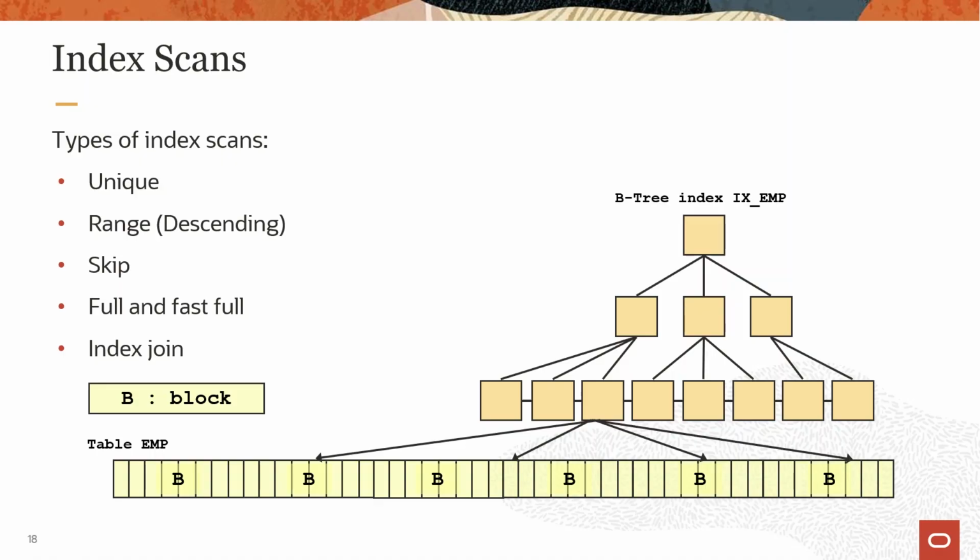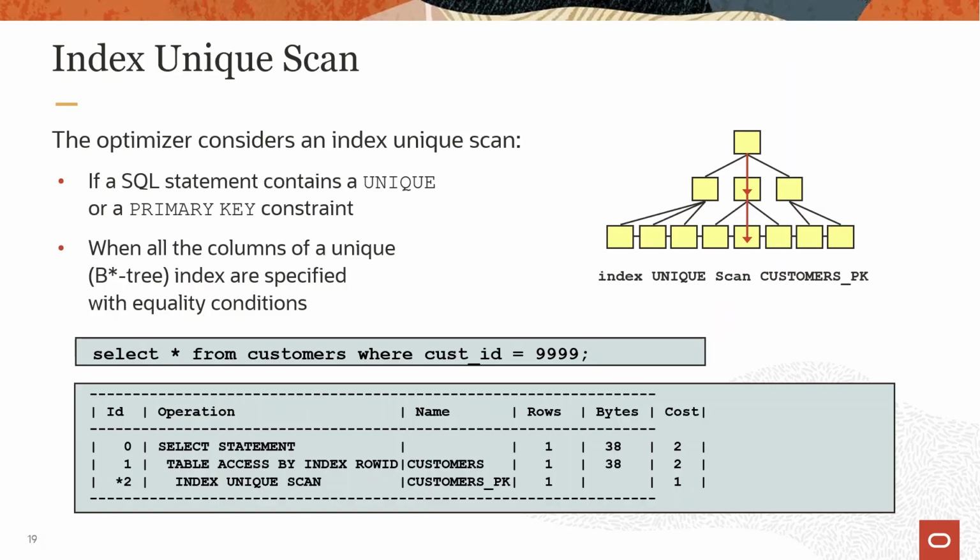Now, there are several types of index scans that can happen when using B-tree indexes. Those types of index scans are discussed in the subsequent slides. An index unique scan returns at most a single row ID, and the optimizer will consider an index unique scan if the SQL statement contains a unique or a primary key constraint where clause, and also when all the columns of a unique B-tree index are specified with equality conditions.